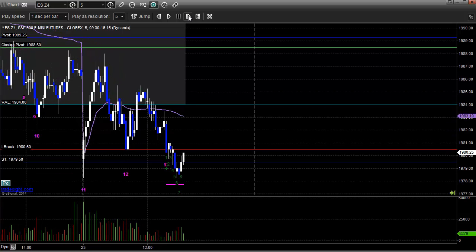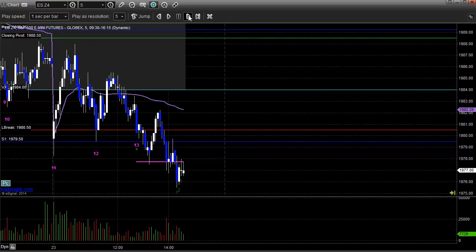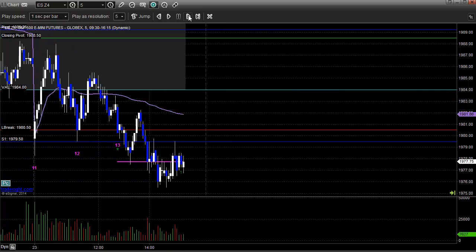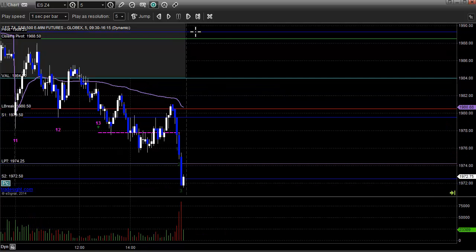Notice that over lunch, we're back near the lows of the session. And we sold off again late in the day, although part of that occurs after the actual close of the stock market. The futures are open an extra 15 minutes.